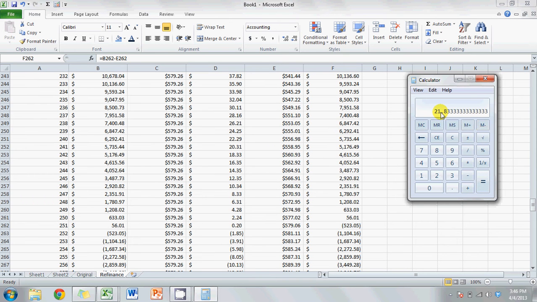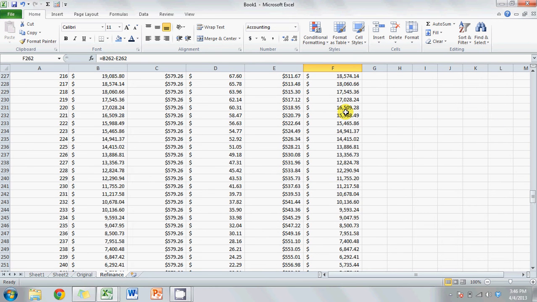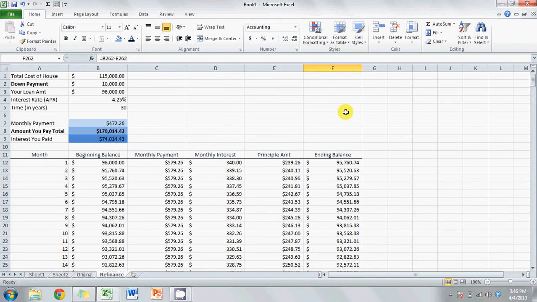Or if you don't want to continue making the same payments, you just want cheaper payments, you've got 30 more years of $472 instead of $579. And so this ending balance is $170,000. Before, your ending balance was $208,000. Now, granted, you paid 5 years of that.